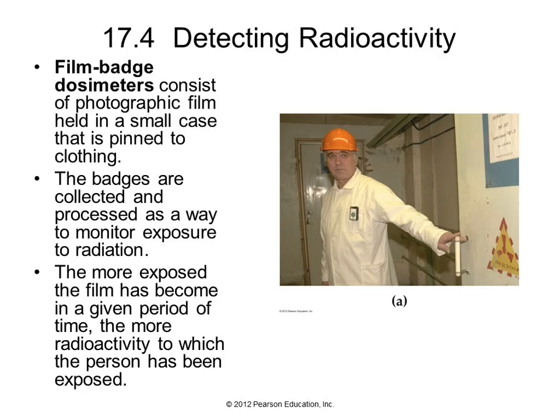So one way to monitor is with a film badge dosimeter. This is a small piece of photographic film in a little case that you wear on your clothes. It's a little badge. And every time you are working around the radioactive material, you wear the badge. That photographic film is sensitive to the radiation, and it will become more and more exposed. And so then they can take the badge and say, okay, you've been using this for 2 weeks. Let's look at it. Oh, okay, yeah, your level of exposure is fine. You're not in any danger.